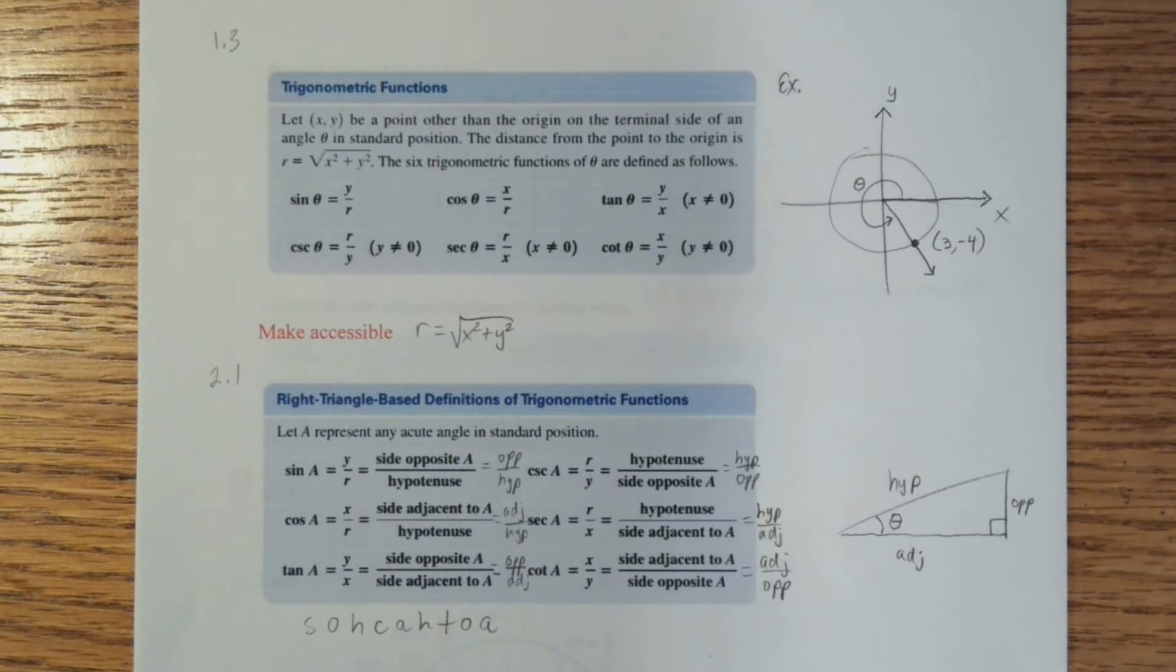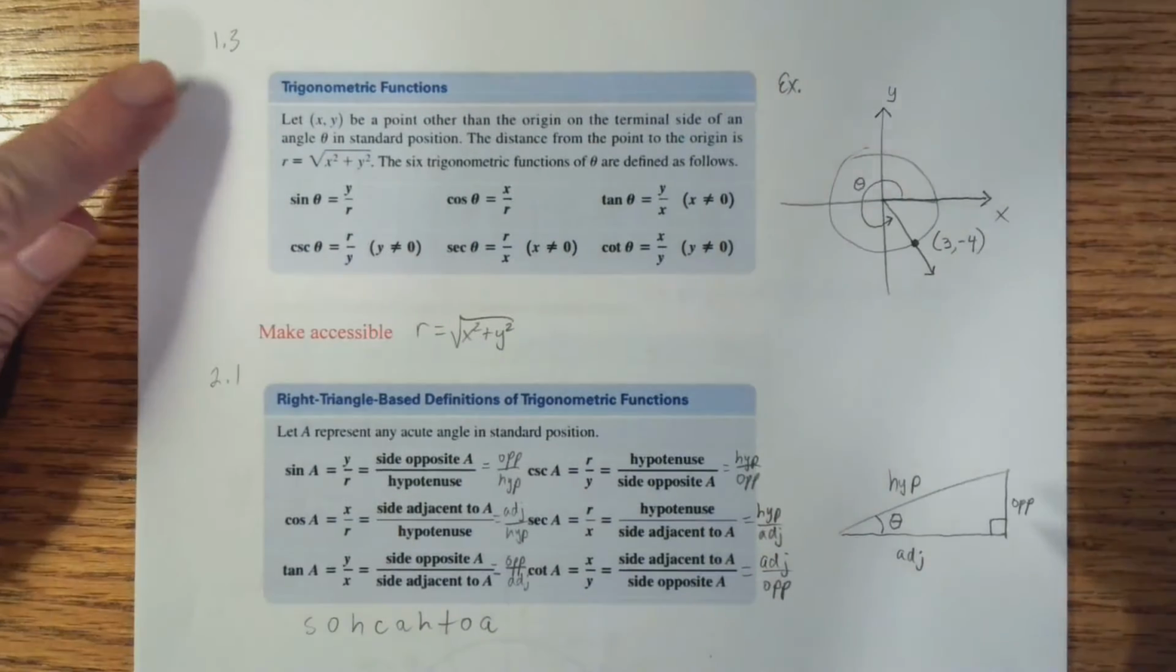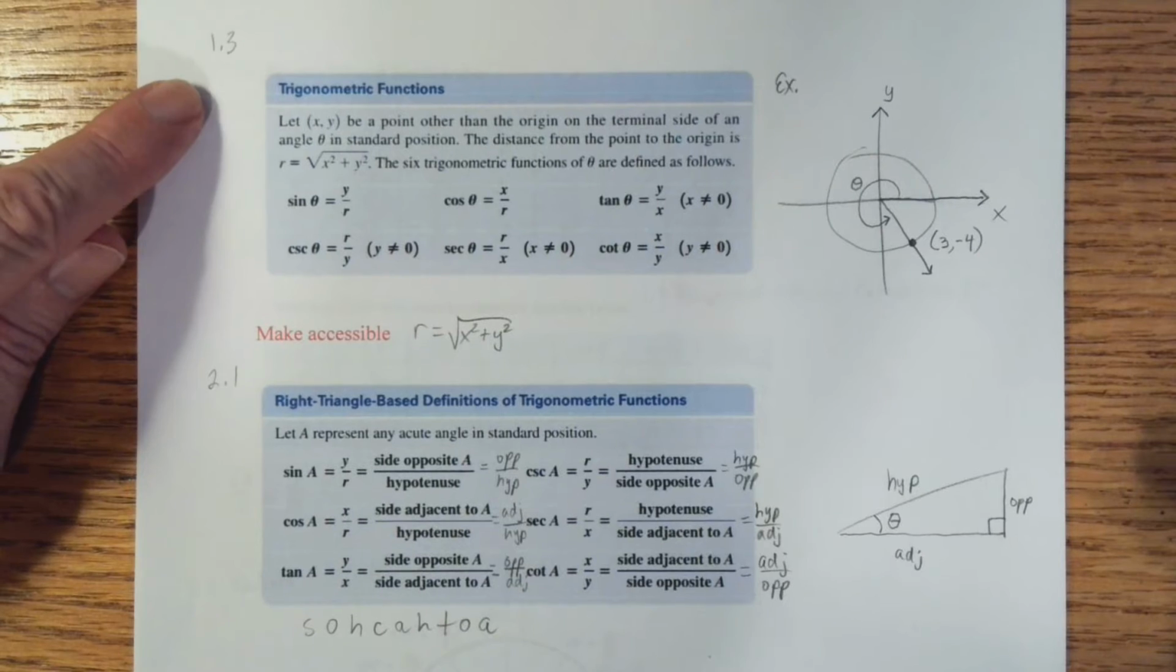And when we get to the unit circle, I hope to convince you that the unit circle tends to be the best way long term to remember your trig ratios. But all of them are valid. Alright, so let's look at 1 point. Well, we started with our definition in 1.3.